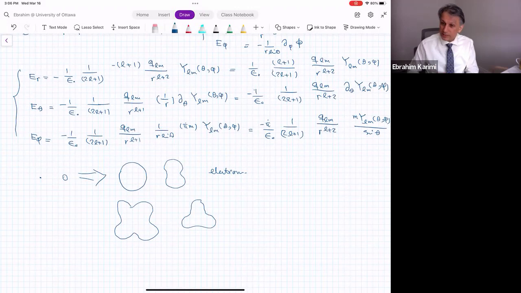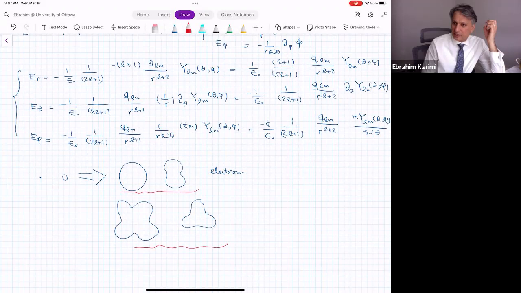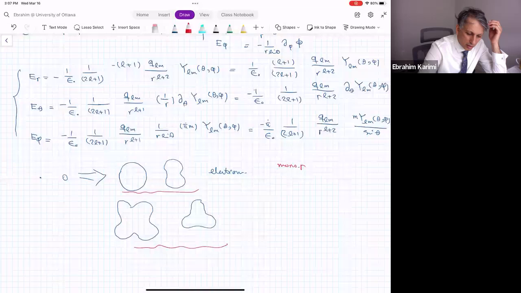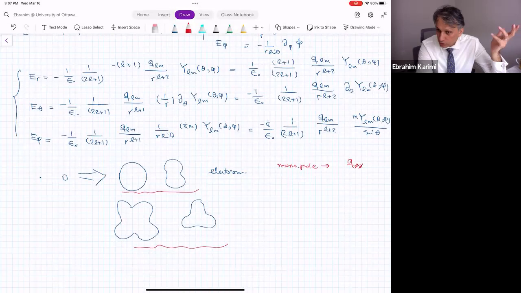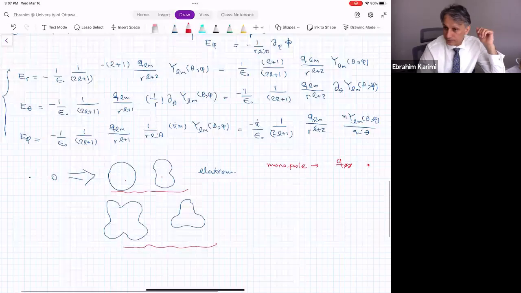So always, if you look at this physics, either the electron, or the proton and neutron, you are not dealing with monopole distribution, because the monopole distribution only looks at what's going on with the Q00, which is essentially the total charge. And the total charge always will be at a certain point, which is the center of mass or center of charge. So if the electron looks like that, in both cases the monopole term will be a point somewhere, which is the center of mass or center of the symmetry that you do have.